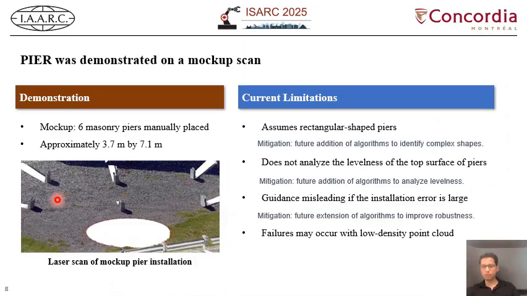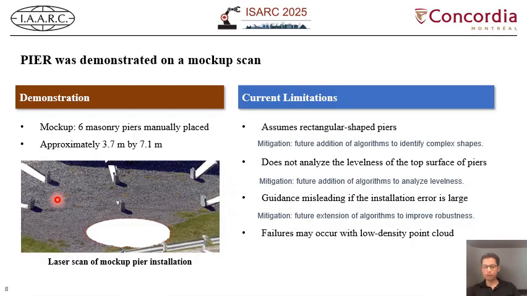As a result, Pier was demonstrated on a mockup scan. So we placed manually 6 masonry piers, and the dimension of the site is approximately 3.7 meters by 7.1 meters. With this scan, we identified these current limitations.